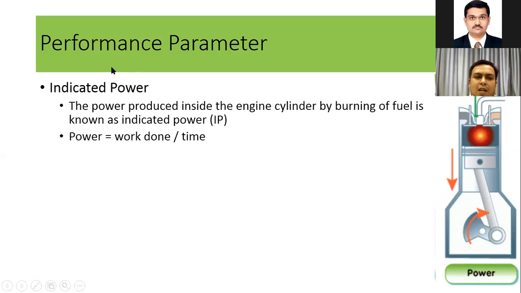So indicated power means, in the power stroke, by combustion of fuel, whatever pressure is generated, and under the action of that pressure the piston is moving from top to bottom, whatever work is done there is called indicated power. Now I'm going into the basic terms of power. What is power? I've written over here: power is work done divided by time.